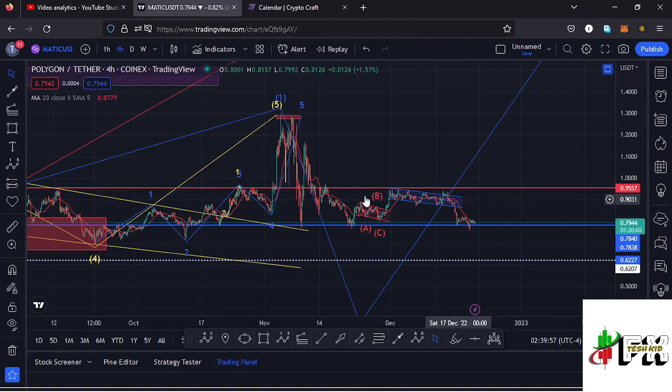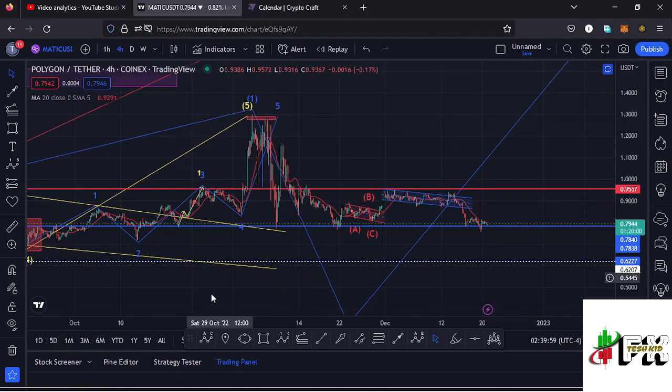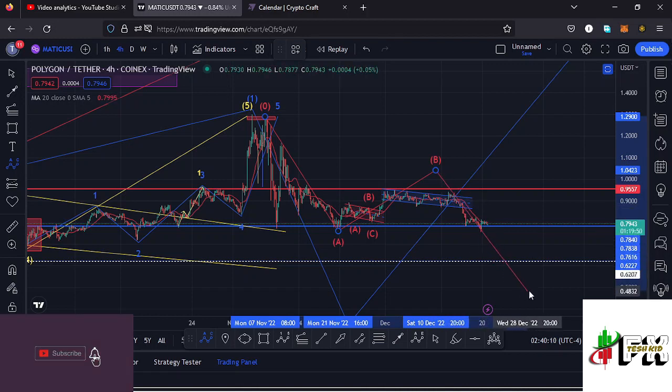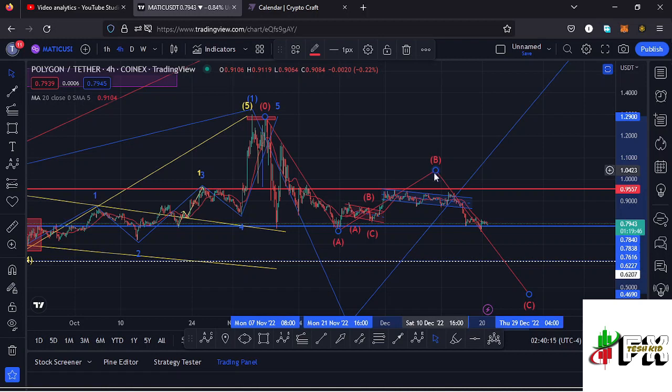And the very first way we can have that ABC corrective structure is having this as a massive wave A. Then I'm expecting a bit of a bounce to the upside in the formation of that wave B, then expect an impulsive movement to the lower side in the formation of that wave C, and there are chances that we might have seen the high for this wave B at around the $0.94 mark.